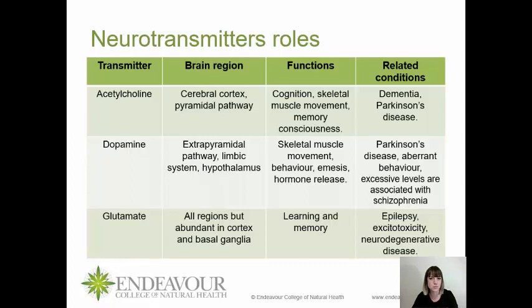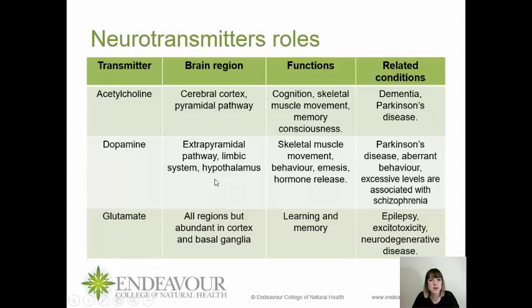And you'll see even from this brief list, acetylcholine has a number of other functions as well. So we find acetylcholine throughout the cerebral cortex, and it also has an important role in the pyramidal pathway controlling movement. We know it's essential for proper cognition, and for skeletal muscle movement through its actions in the pyramidal pathway. It has essential roles in memory and in consciousness overall. We get some strong clues as to its role by looking at what happens when some cholinergic neurons are disturbed, and you'll see that there are changes in cholinergic signalling in dementia and Parkinson's disease.